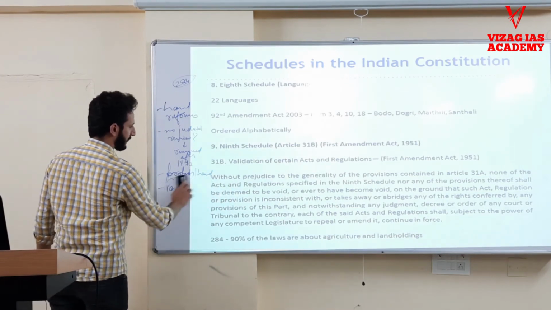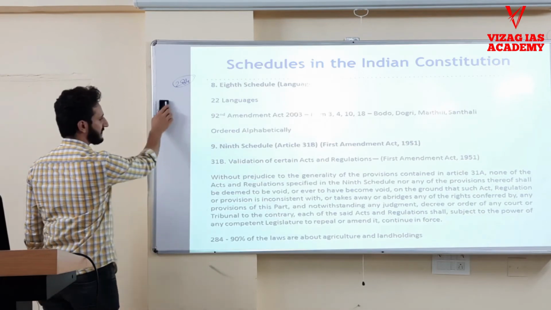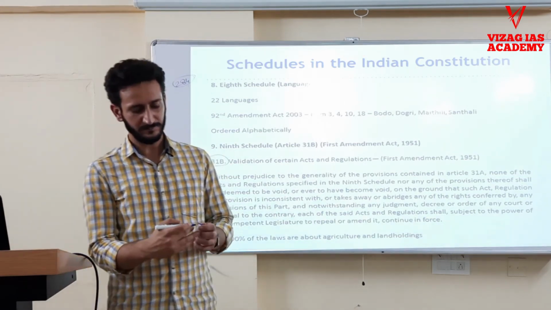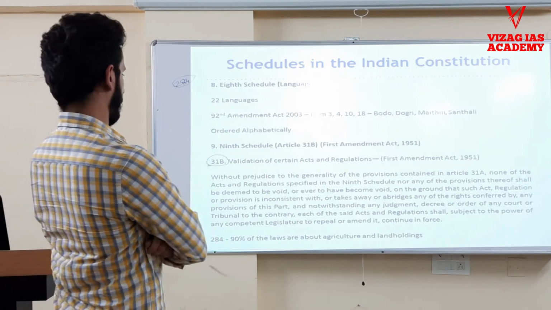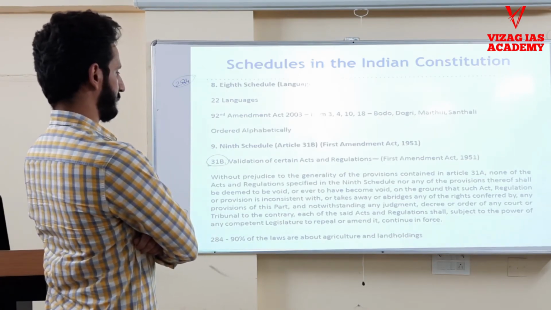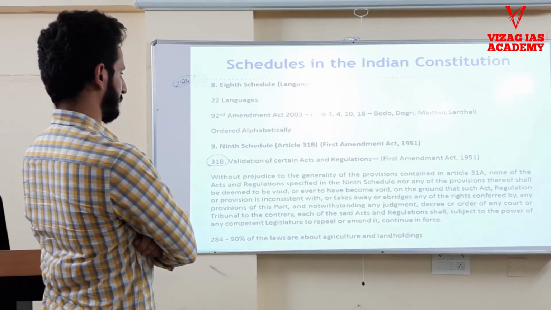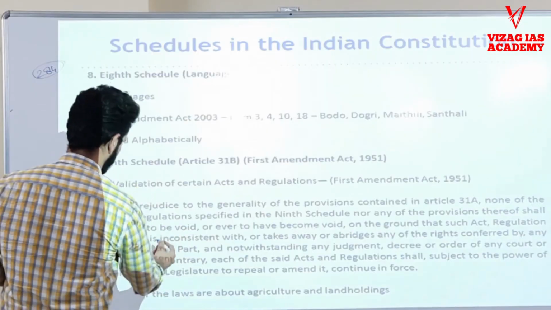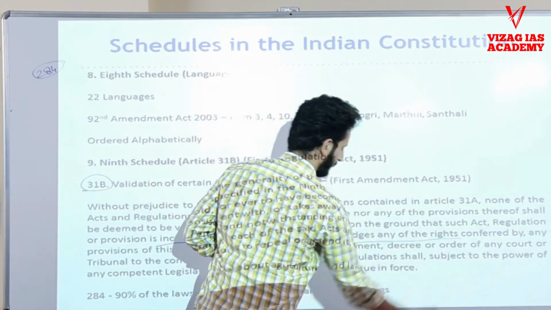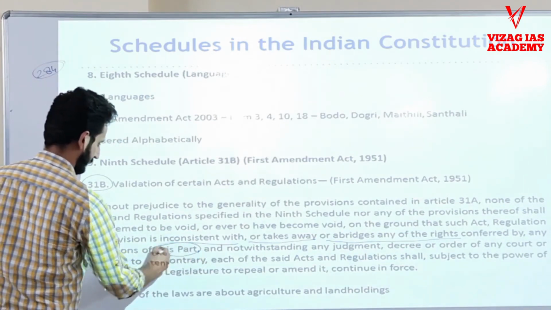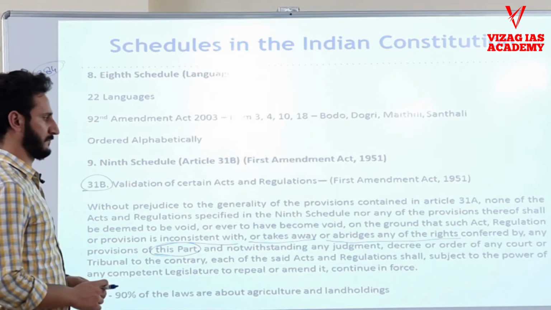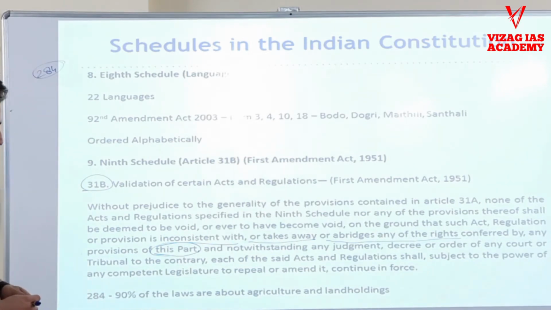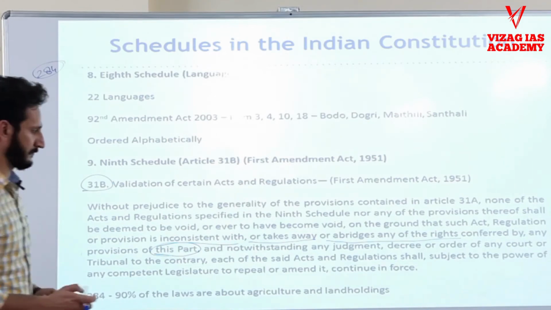Yes, somebody read this out. Without prejudice to the general... And this is Article 31B, by the way, that we are reading now. Without prejudice to the generality of the provisions contained in Article 31A, none of the acts and regulations specified in the 9th schedule nor any of the provisions thereof shall be deemed to be void or ever to have become void on the ground that such act, regulation or provision is inconsistent with or takes away or abridges any of the rights conferred by any provisions of this part, and notwithstanding any judgment, decree or order of any court or tribunal to the contrary, each of the said acts and regulations shall, subject to the power of any competent legislature to repeal or amend it, continue in force.